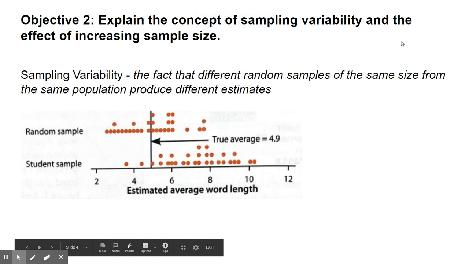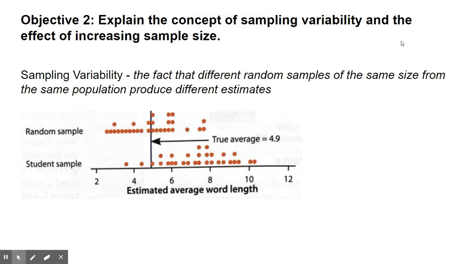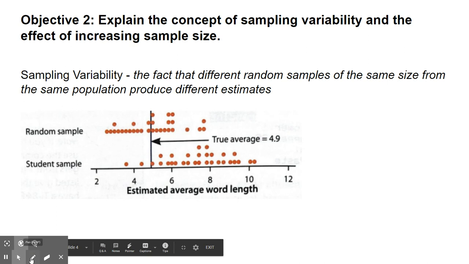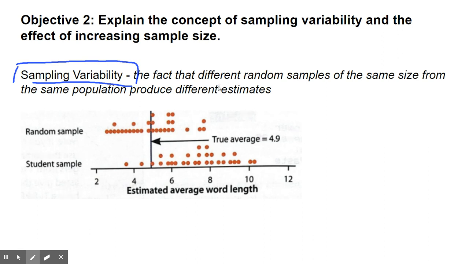So 3.3 is a pretty important section in its entirety, but this is very much a conceptual objective right here. So we're talking about sampling variability and the effect of increasing sample size. Sampling variability is exactly what it says: there's going to be variability in your sampling, right? It's the fact that different random samples of the same size from the same population produce different estimates.